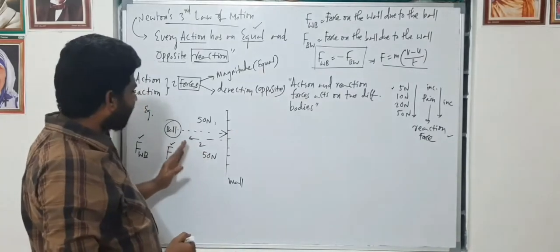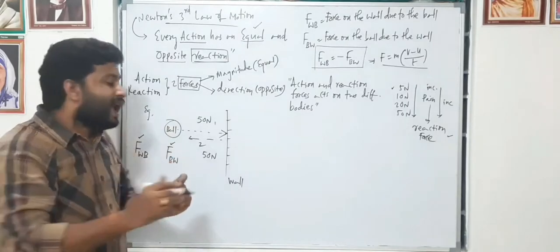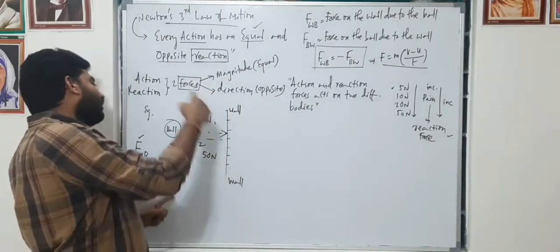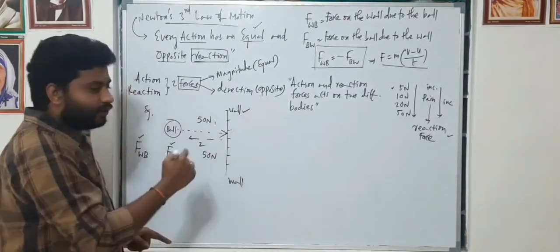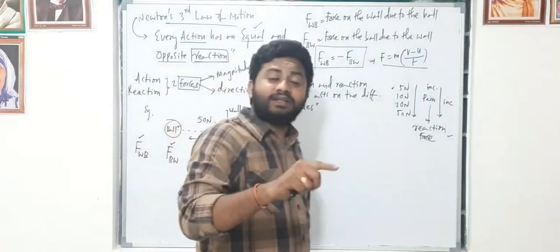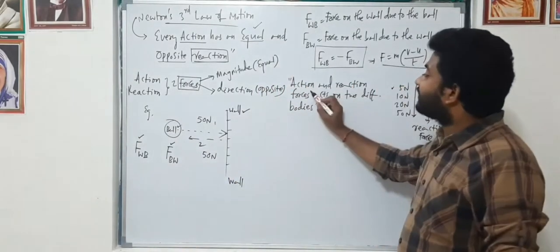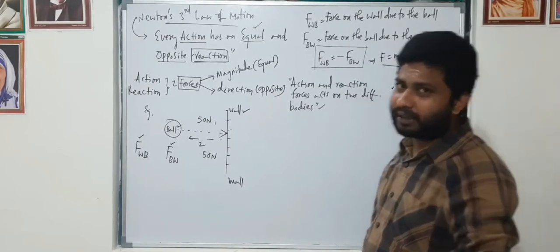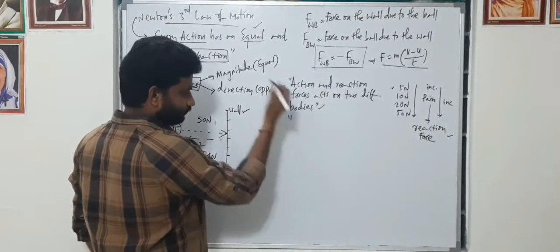Okay, let's take an example of this case. Action force is acting on which body? Action force is acting on the wall. The reaction force is acting on the ball. Understand? Action force is acting on the wall, the reaction force is acting on the ball. That's why it is bouncing back. Understand? Action and reaction are not on the same body. Look here. Action and reaction forces act on two different bodies. Remember? Okay. And number 2.